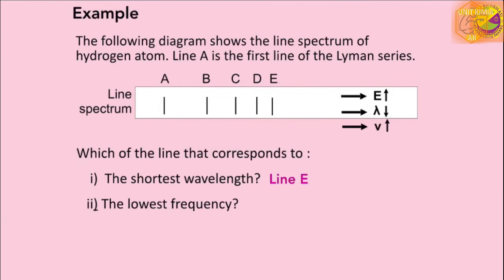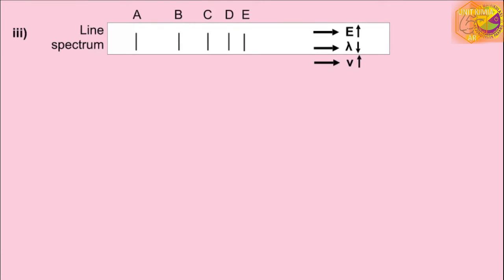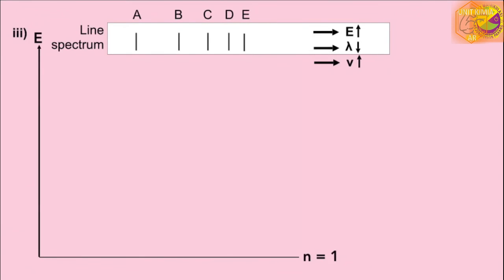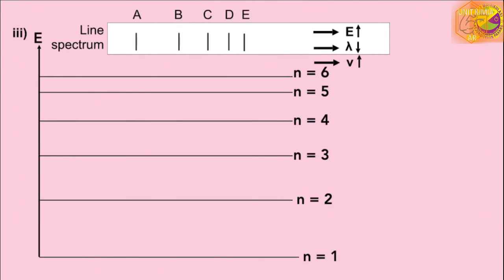Next, which of the lines corresponds to the lowest frequency? And again, as we can see on the line spectrum above, from A to E, frequency will increase. So the answer for this question is line A. Lastly, draw the energy level diagram for the corresponding line spectrum above. First of all, we draw the axis. Make sure the gap between n is getting smaller to show the difference in energy.